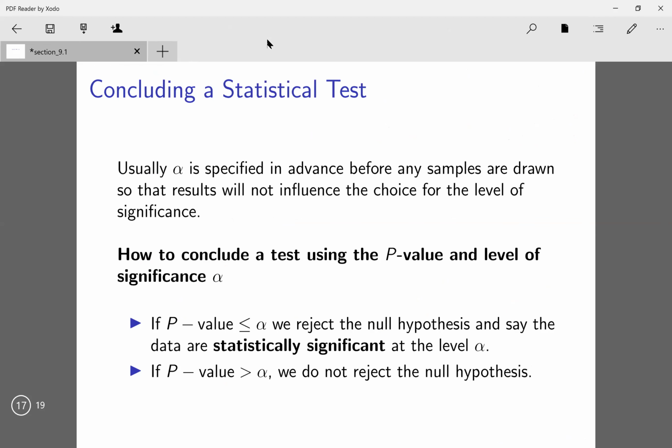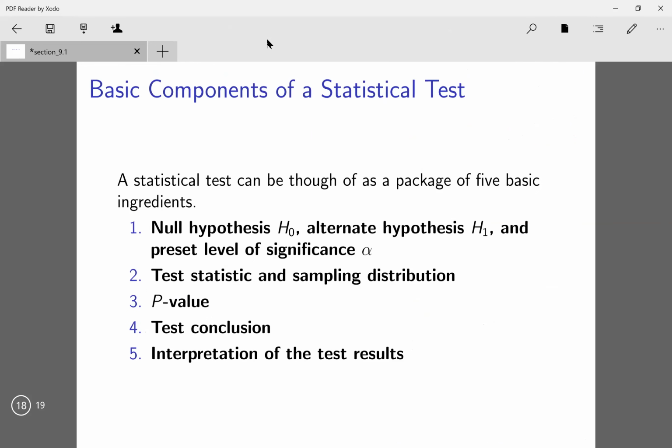So this slide just summarizes what I just said. If the p-value is less than alpha, we reject the null hypothesis and say the data is statistically significant at the alpha level. And if the p-value is bigger than alpha, we do not reject the null hypothesis. So the basic components of a statistical test are: you need to state the null and alternate hypotheses at the alpha significance level. We find the test statistic, which is the sample mean, and the sampling distribution. We find the p-value, we test the conclusion, and we interpret the results.